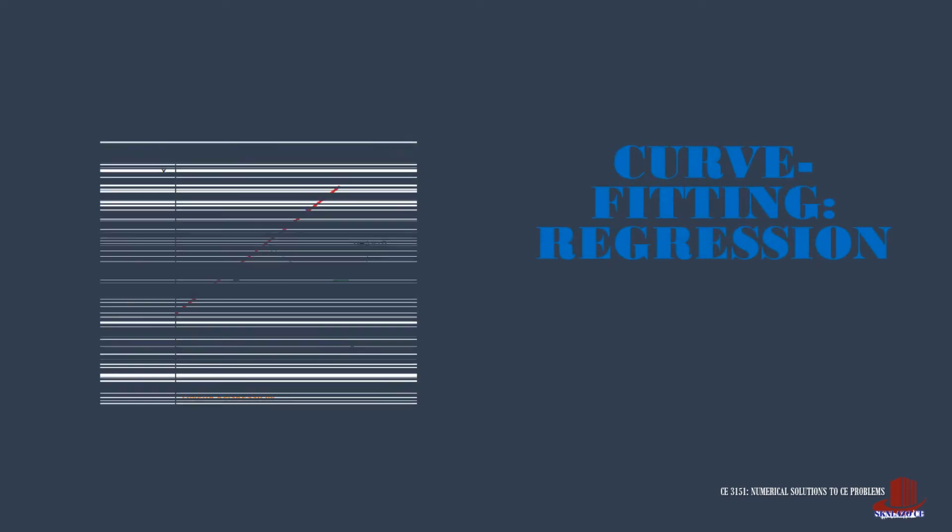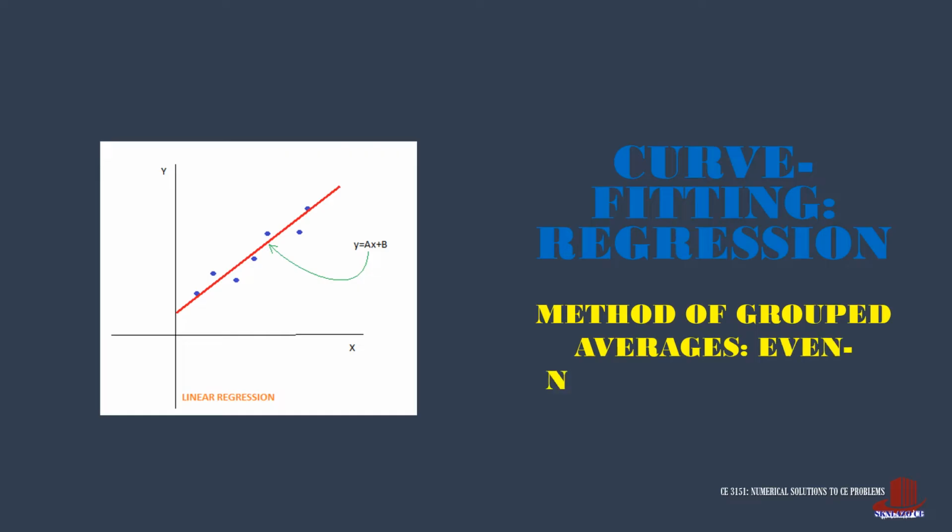The first approach in looking for the function of a given dataset is through the method of group averages. This video shows the solution of an even-numbered sample. Welcome to Numerical Solutions to C Problems.